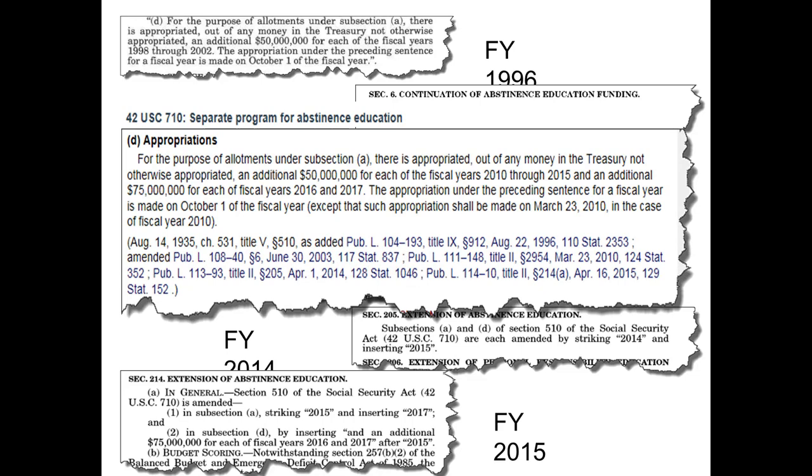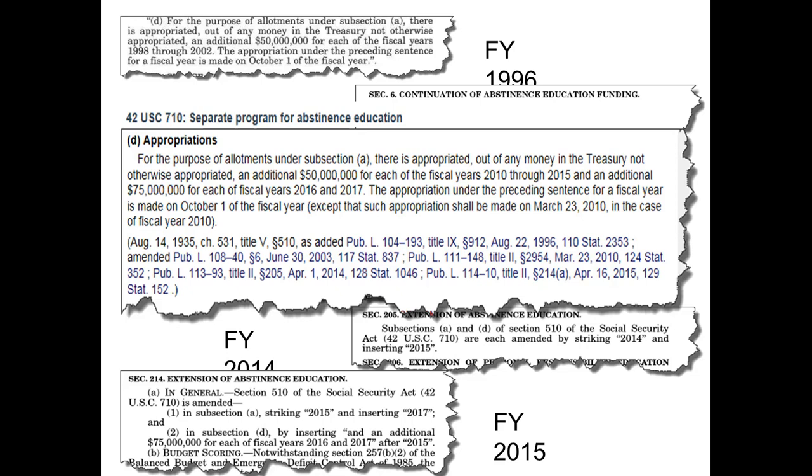Code is the official consolidation and codification of general and permanent laws. It's prepared by the Office of the Law Revision Council of the House of Representatives. Where the statutes at large organize laws by Congress chronologically, the U.S. Code organizes laws by subject matter, eliminating expired and amended sections.